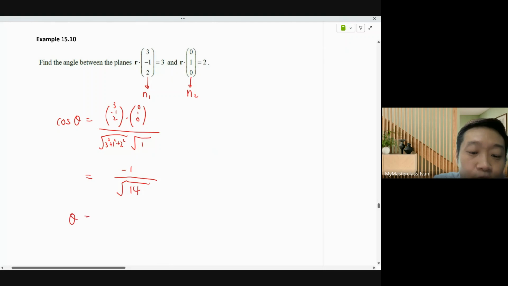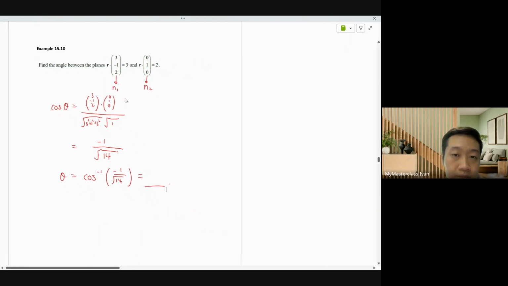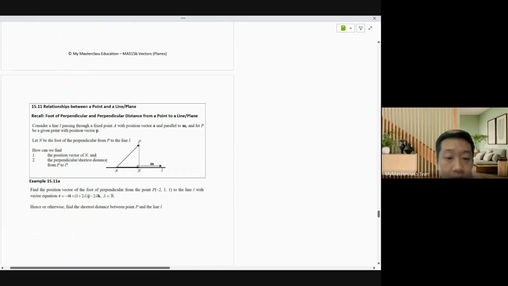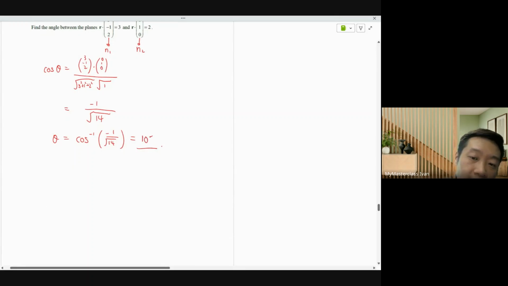So theta is obtuse, because when you take cosine inverse of negative 1 over square root 14, it's going to give you an angle that is bigger than 90 degrees. Tracy, tell me the answer. Or rather, Josh, tell me the answer, because it is in degree mode. Usually put in degrees. 105.5 degrees.